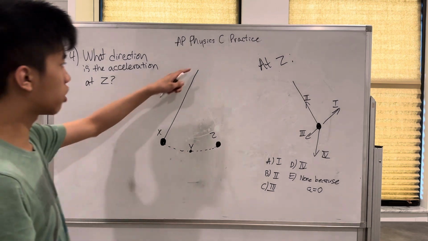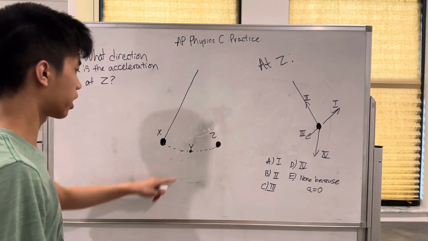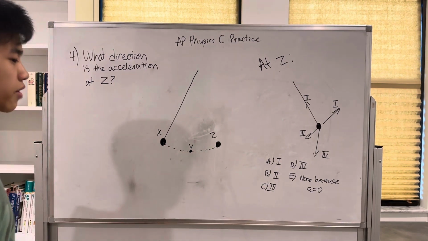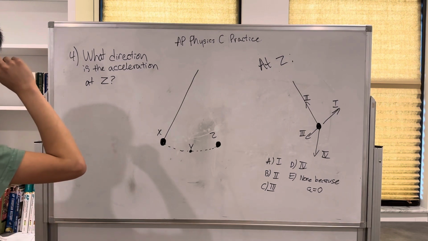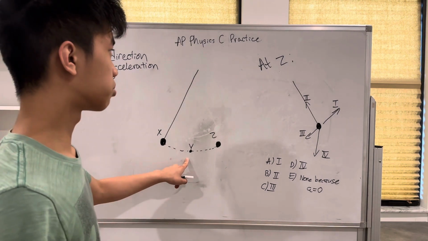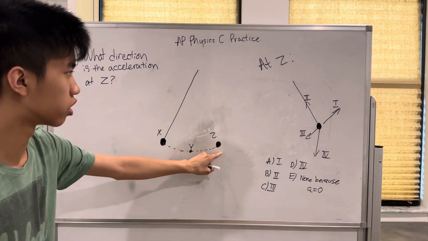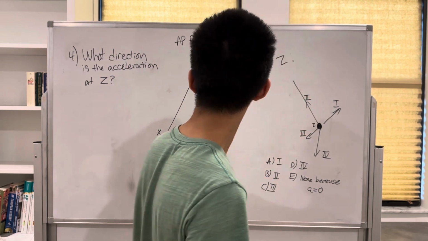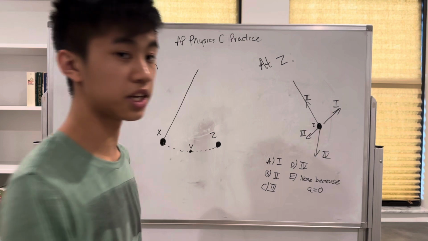So let's say you have a pendulum that swings from point X to point Z, and Y is the bottom point, the lowest point. So the question is, when you're at point Z here, what direction is the acceleration, or in other words, what direction is the net acceleration?